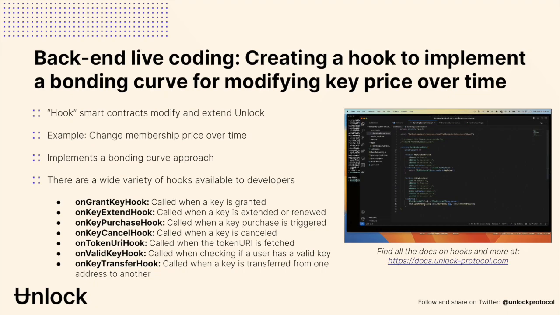This is usually called a bonding curve, and this is a good way to implement what is called a price discovery mechanism, where every time a new membership is being sold, the price goes up, and at some point you would assume that no more memberships are being sold because the price is now too high. So let's go ahead and get started.